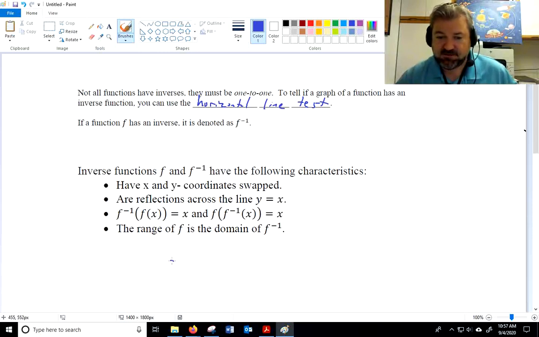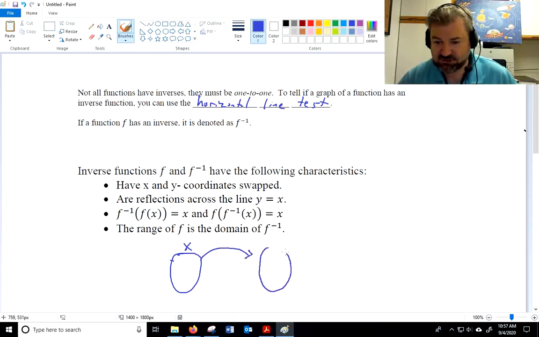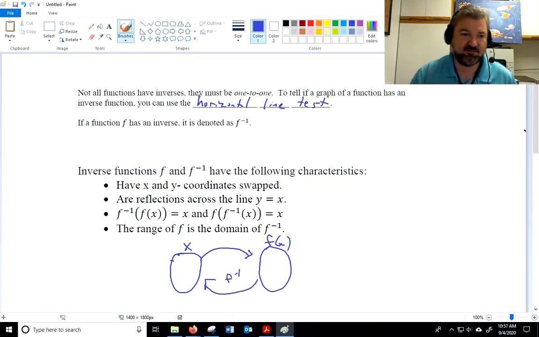So if I have a function, x, and I map it to some range called f of x, that is the domain of f inverse. And we'll see how that works out, because that fact makes a pretty big impact.